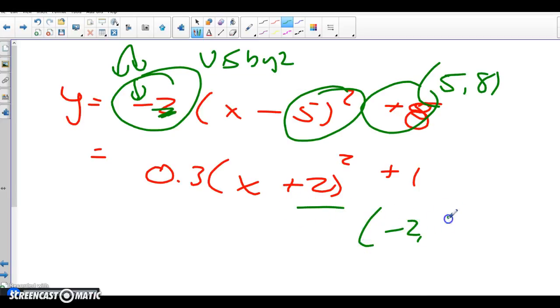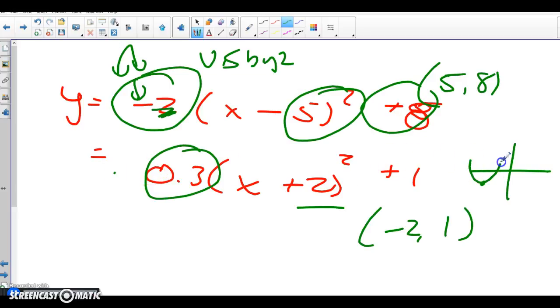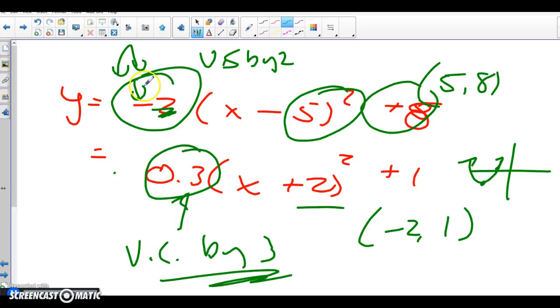Next guy, vertex. Change the sign, leave the sign. -2, 1. So if I was to plot this, -2, that means left 2, down 1. Is it flipped? No. It's not negative. It's small, but it's not negative. So it's going to open up like this, and this guy here, because it's less than 1, will be vertically compressed by 3.